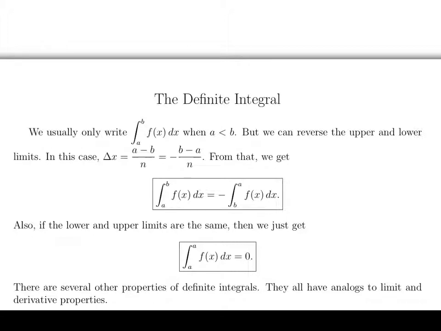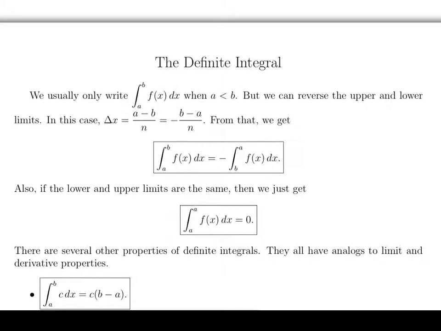There are a lot of other properties of definite integrals. Let's look at some of these. They all have analogs to limit and derivative properties. If we just integrate c from a to b, then we just get c times (b minus a). You can think of this as just representing the area of a rectangle.